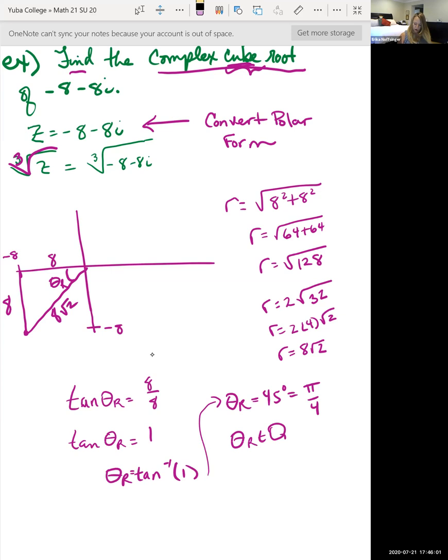But our angle is in quadrant 3, and tangent is positive. Well, it doesn't matter if tan is positive or negative. We just need to go down 45 degrees or pi fourths. So we have a pi here plus a pi fourths. So we have a 4 pi fourths plus a 1 pi fourths. So our theta value is 5 pi fourths.